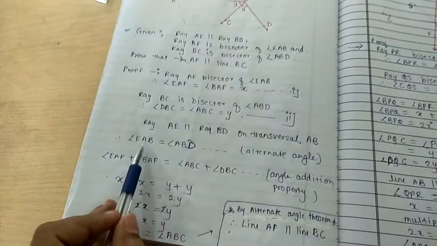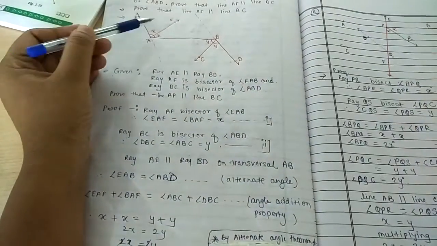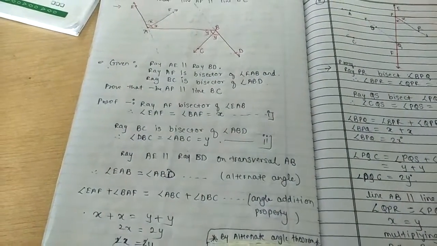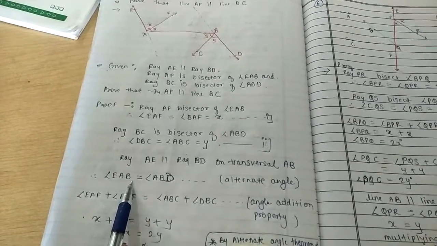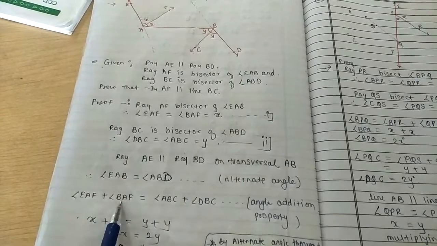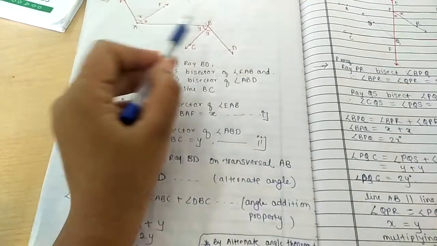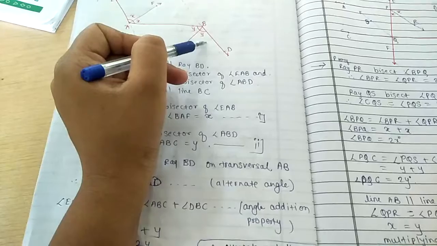So therefore here, what is the next step? Angle EAB is nothing but what? Angle EAF plus angle FAB. Clear? So therefore EAB is nothing but angle EAF plus angle BAF, and same like angle ABD, this full angle is nothing but what? Addition of this angle and this angle.